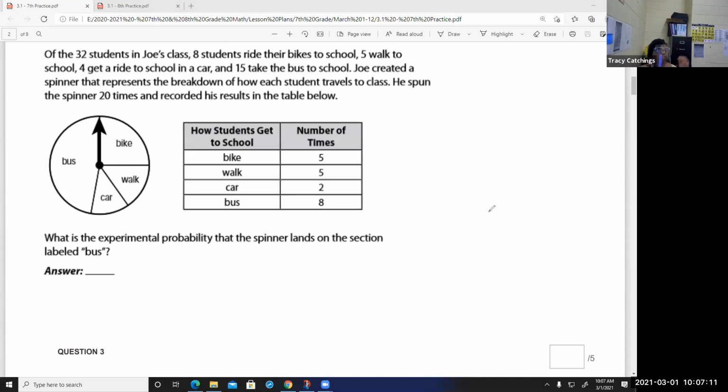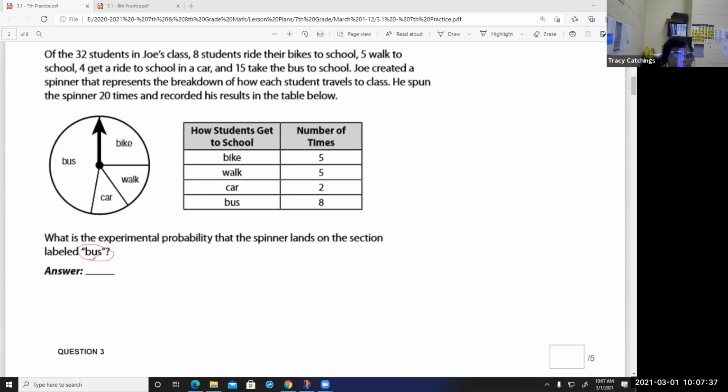Number 2 reads, of the 32 students in Joe's class, 8 students ride their bikes to school, 5 walk to school, 4 get a ride to school in a car, 15 take the bus to school. Joe created a spinner that represents the breakdown of how each student travels to class. He spun the spinner 20 times and recorded his results in the table below. They asked, what is the experimental probability that the spinner lands on the section labeled bus?